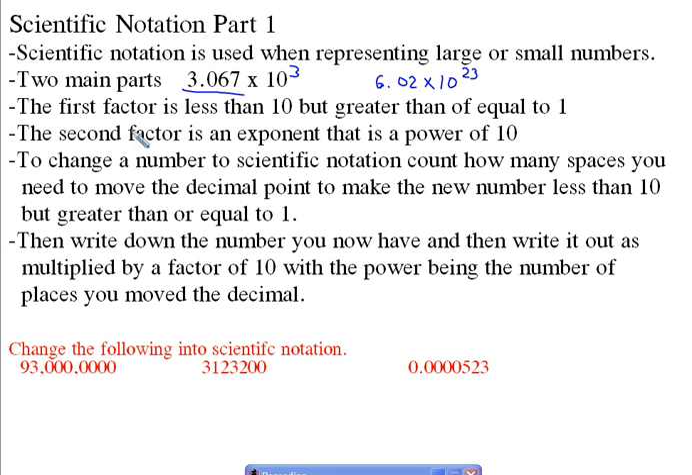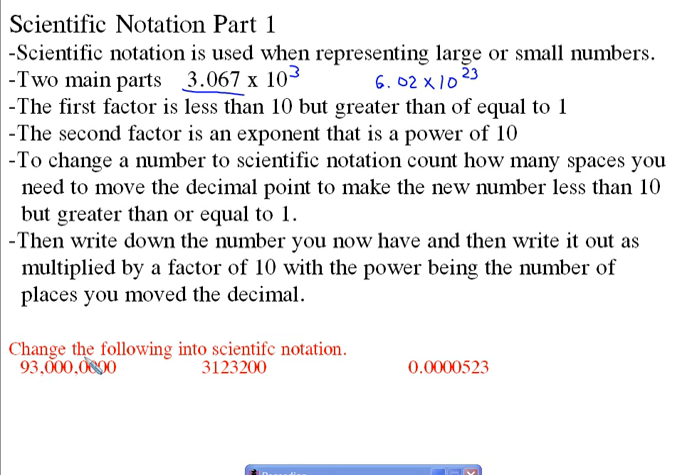So the first factor is less than 10, as I said, but greater than or equal to 1. The second factor is an exponent that is a power of 10. To change a number to scientific notation, count how many spaces you need to move the decimal point to make the new number less than 10, but greater than or equal to 1. Then you write down the number you now have, and then write it as multiplied by a factor of 10, with the power being the number of places you move that decimal. So it's easier to understand once you actually see how it's done.